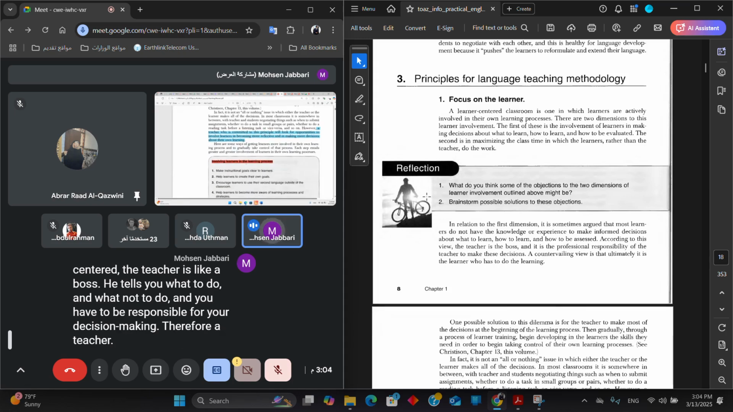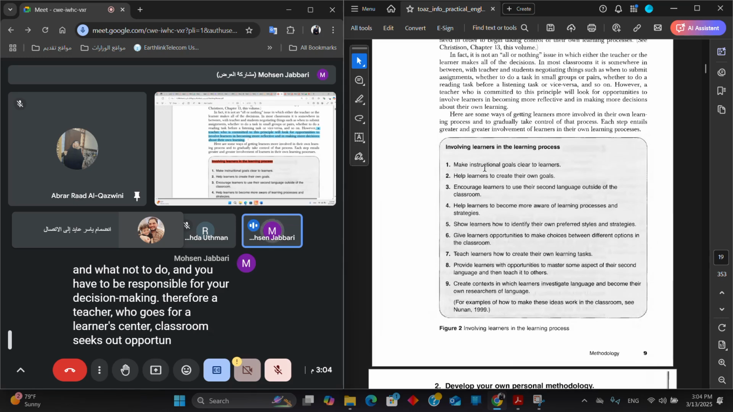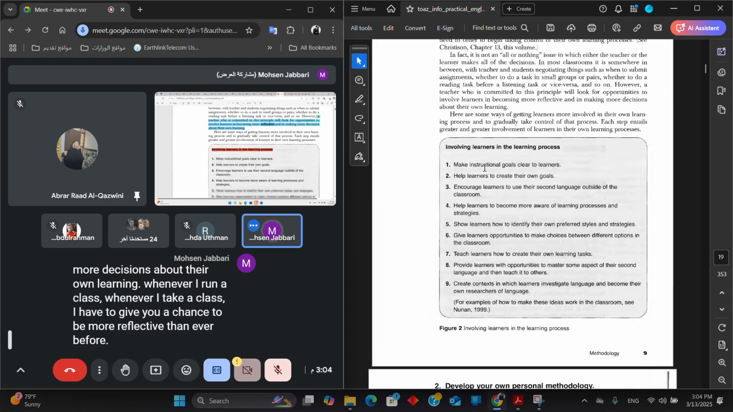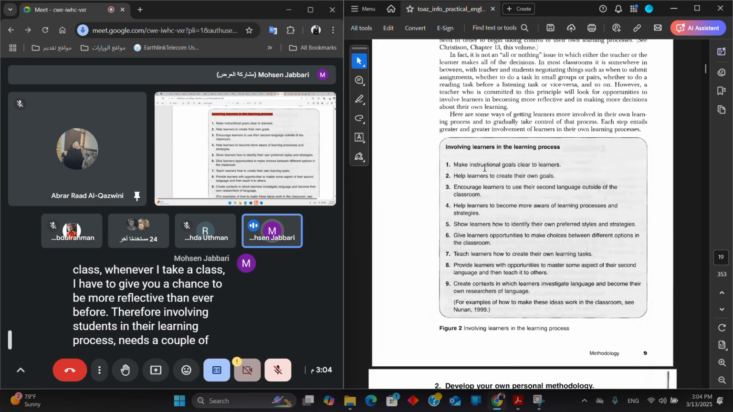Therefore, a teacher who goes for a learner-centered classroom seeks out opportunities to involve learners in becoming more reflective and in making more decisions about their own learning. Whenever I run a class, I have to give you a chance to be more reflective than ever before. Therefore, involving students in their learning process needs a couple of strategies.